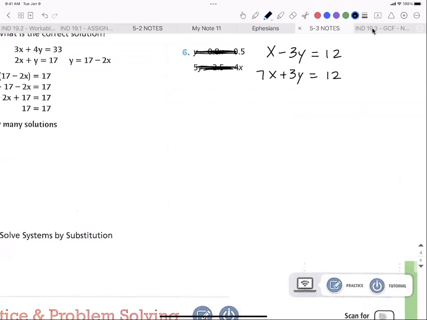But we want to do substitution. So when you're doing substitution, throw y equals mx plus b out the window. You're not going to use it at all. You don't have to have your equation in any particular form.